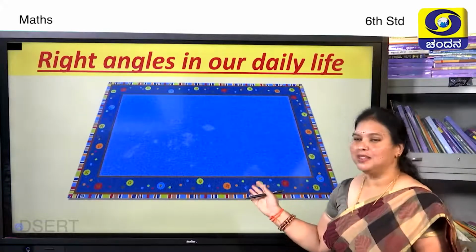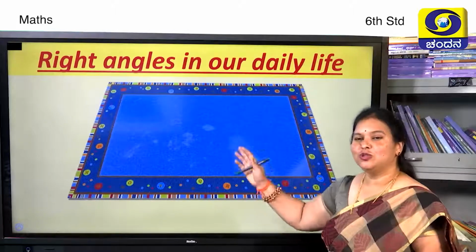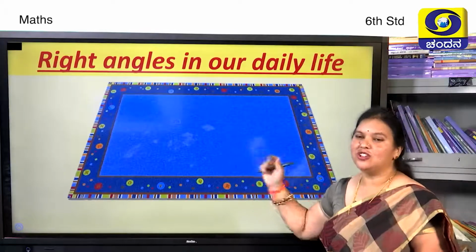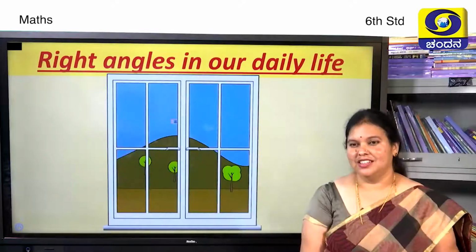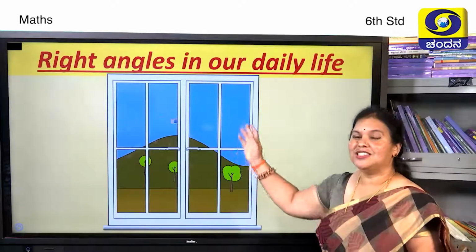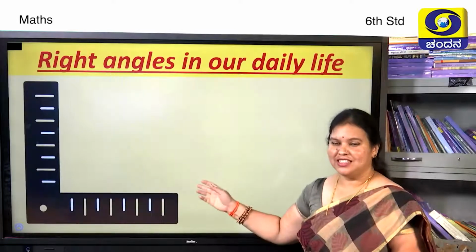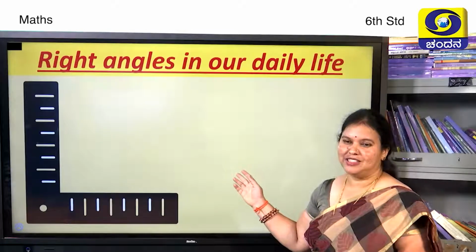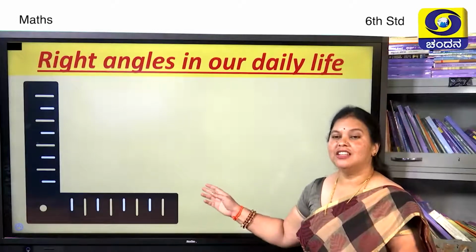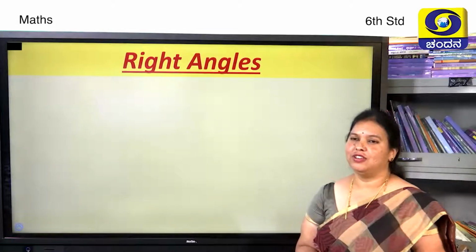Yes, it is a mat or carpet. Here also you can find so many right angles, and the design inside, there also you can find right angles. Yes, it's a window pane. You can find right angles everywhere in this picture, isn't it? You might have seen this in the hands of carpenters or building construction workers. This is used to check the right angles in the corners of the walls.